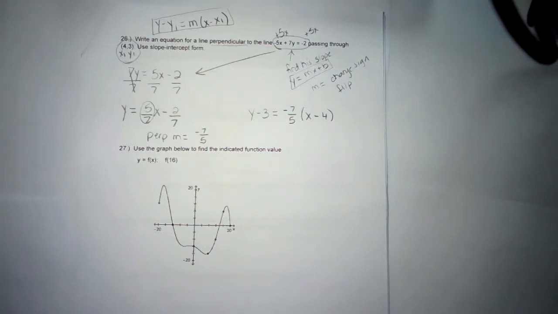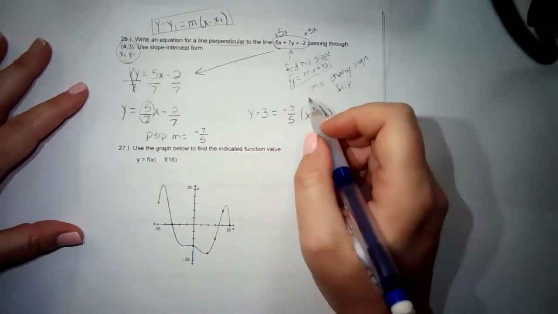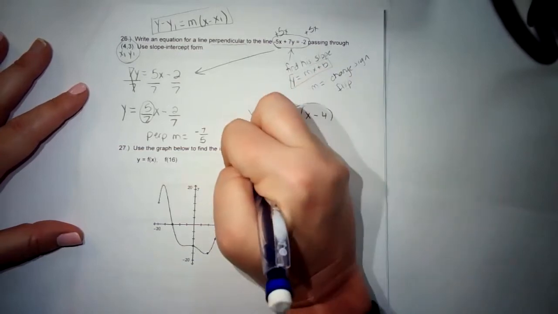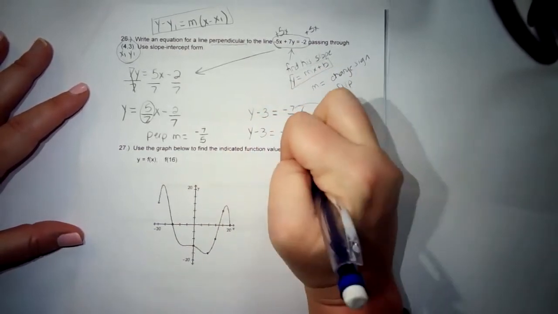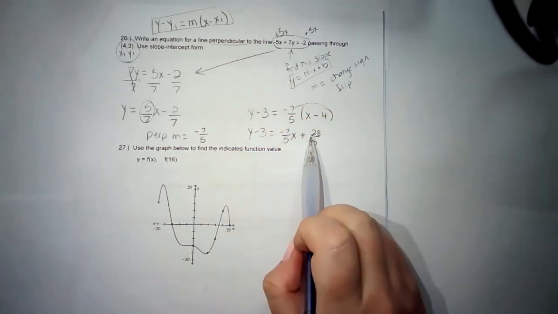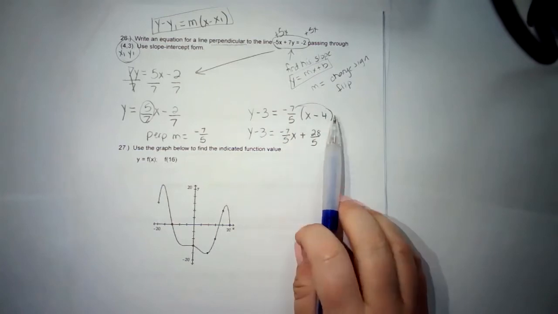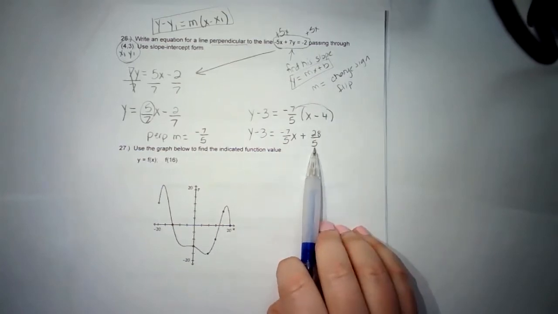Okay, is everybody okay so far on that? All right, are we done? No. We got to put it into this form. We got to solve for y. So we're going to distribute. We get -7/5 x plus 28/5. Now I got 28/5 because I multiplied the top, -7 times -4, and I got plus 28/5. That's where that came from.